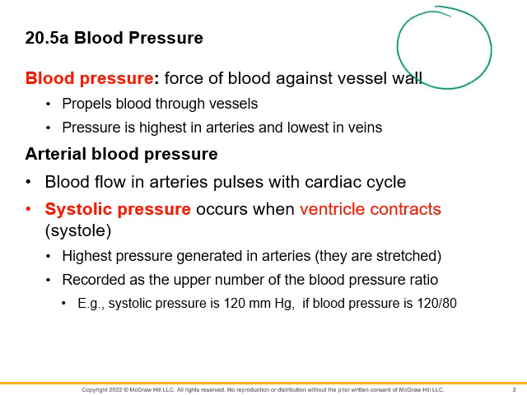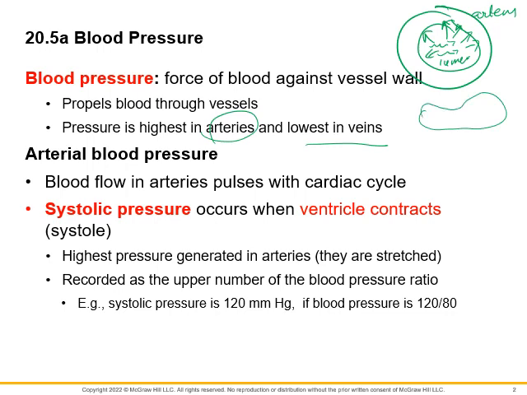So here's my artery, and blood is flowing through this lumen. And as the blood is flowing through, it's putting pressure on the inside wall of the artery. Pressure is highest in the arteries and lower in the veins. Remember, the veins are a little bit irregularly shaped. They have larger lumens. So you're going to have lower pressure in the veins and higher pressure in the arteries.